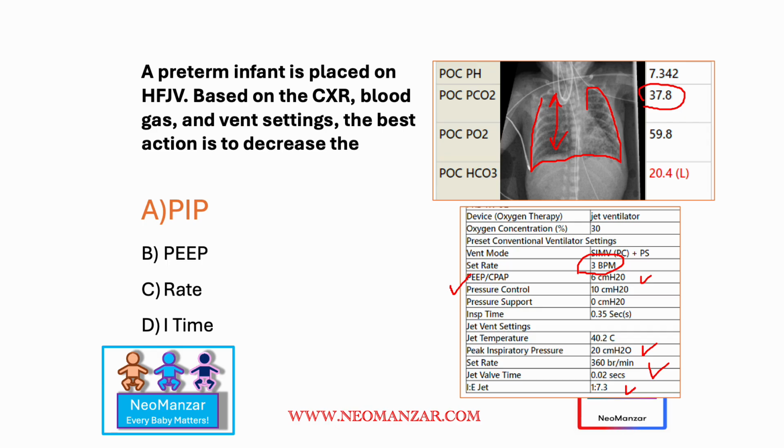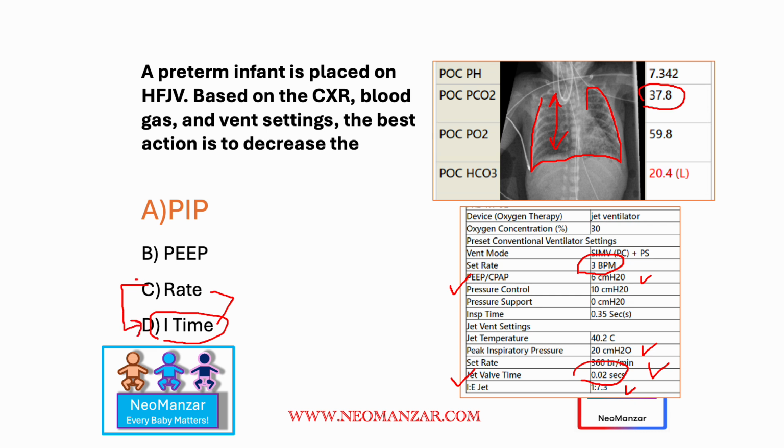Now, why not rate and I time? Just remember that we rarely touch the I time because usually the jet ventilator has a fixed inspiratory time, which is 0.02 seconds. You can see it here too. Yeah, it's given here. See, the jet valve time is usually fixed. So the only thing to remember is that we decrease the rate just when there is an air leak, because we want to increase the exhalation time. If you have a fixed valve time, it's the rate that will decide your exhalation time. So C and D are usually reserved for air leak syndrome.